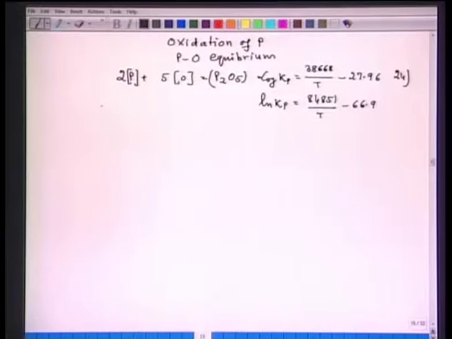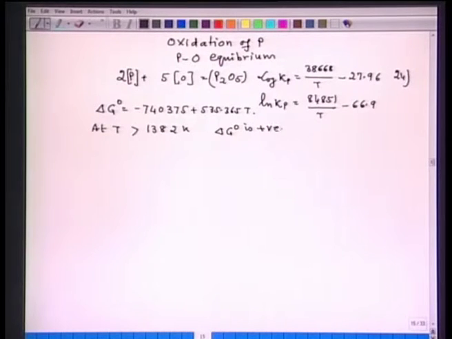slightly. Now, for this reaction, delta G naught is equal to minus 740375 plus 535.365 T. Now, at temperature T greater than 1382 Kelvin, delta G naught is positive. What does it mean?